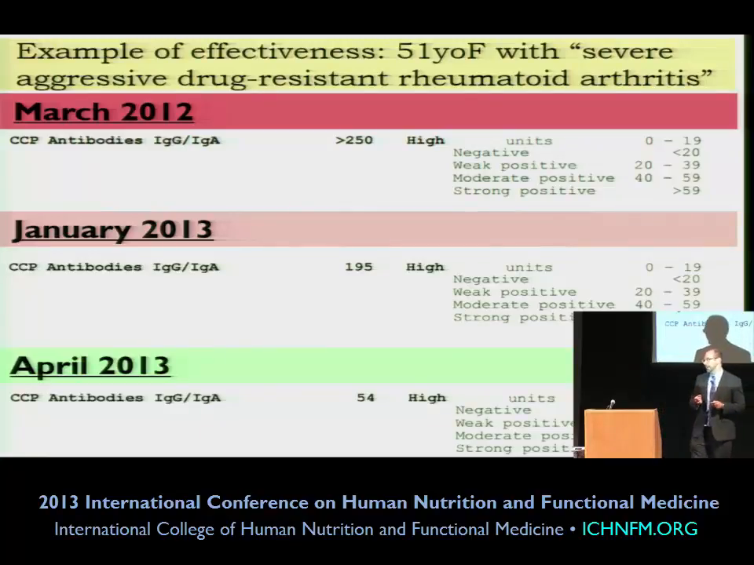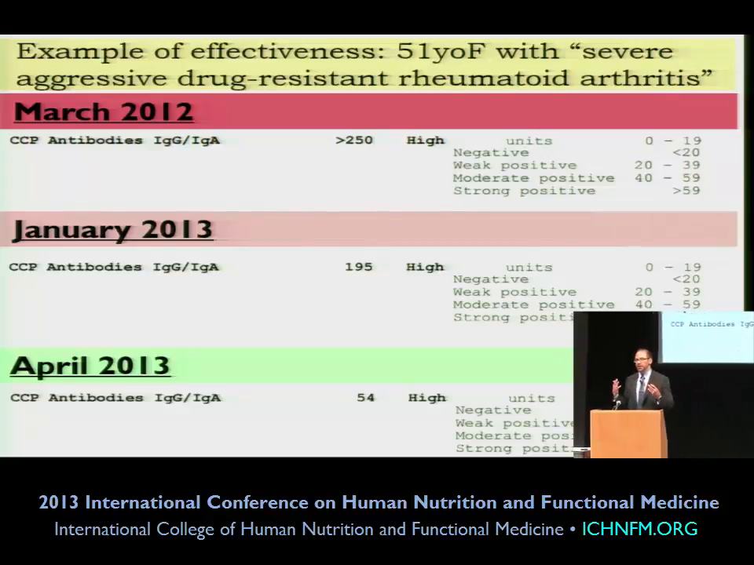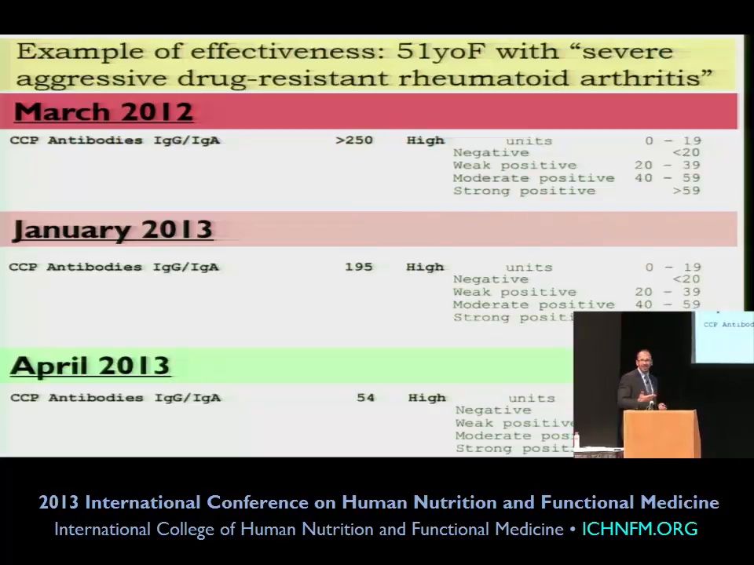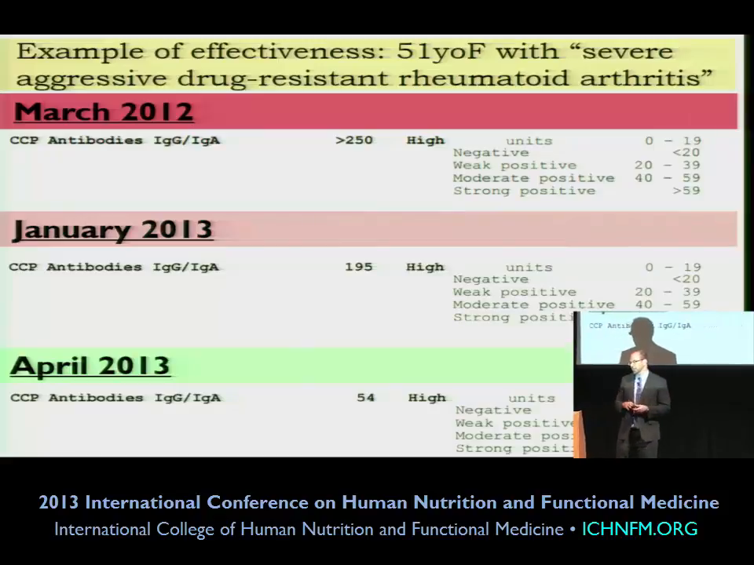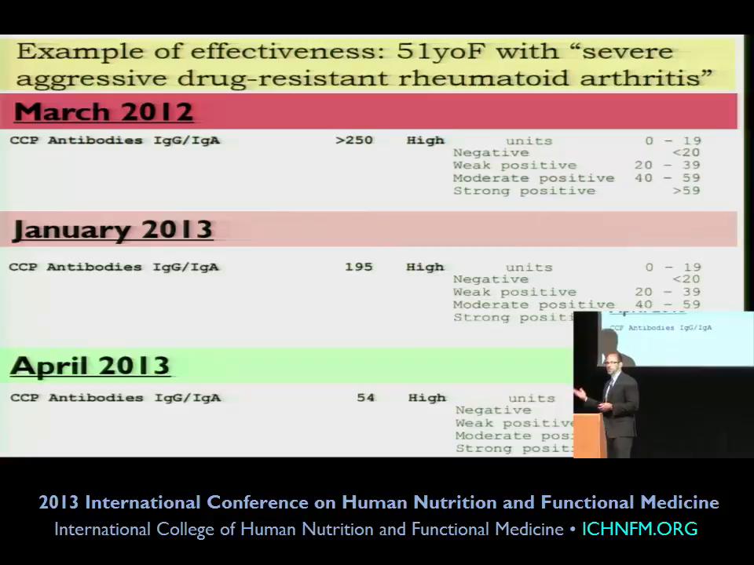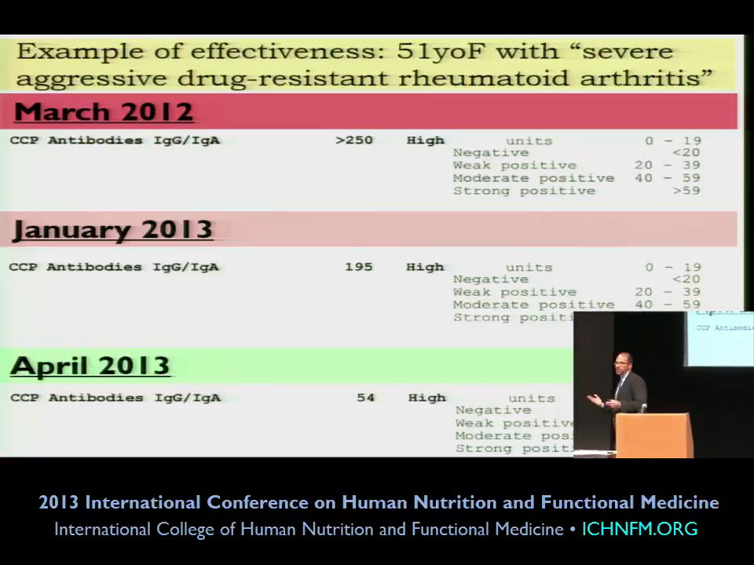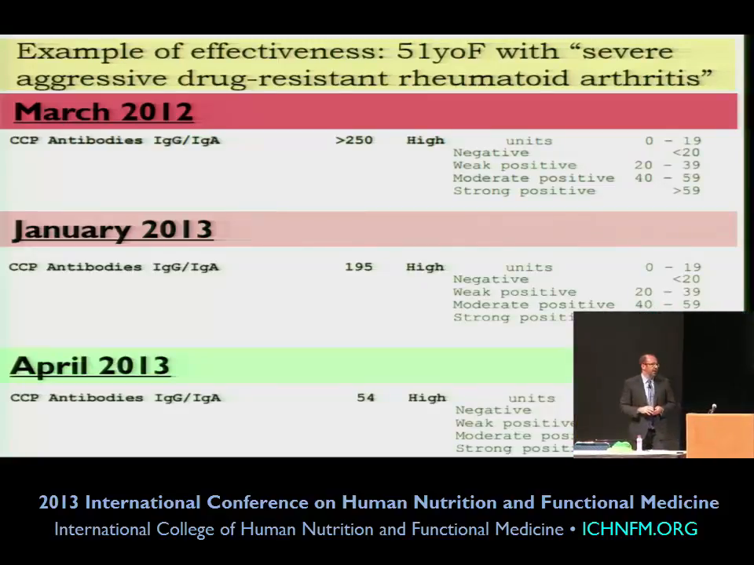She had done a 26-day water-only fast in an effort to cure herself of this condition with no good results, but that showed me that she was committed, obviously. So when she first came in, her CCP antibodies, which is the main marker that we use to monitor rheumatoid arthritis these days, were greater than 250, meaning it couldn't even be measured to its true value. It was at the limit of the laboratory.